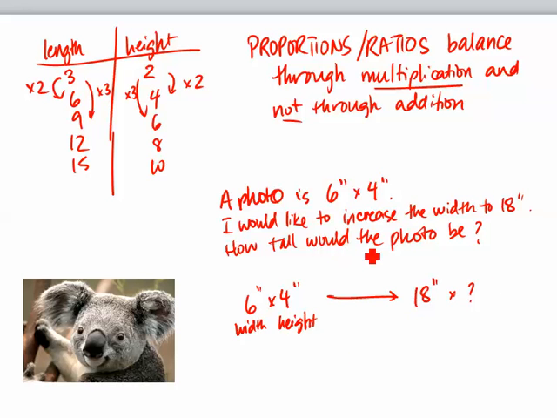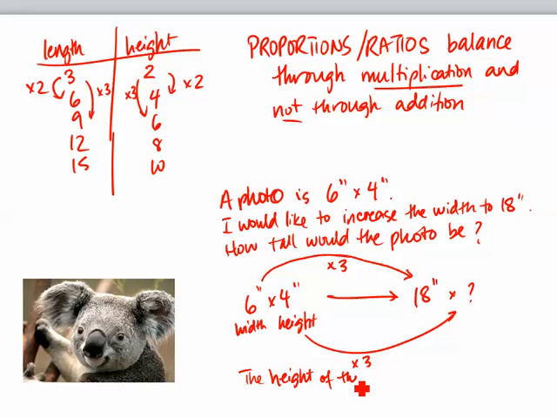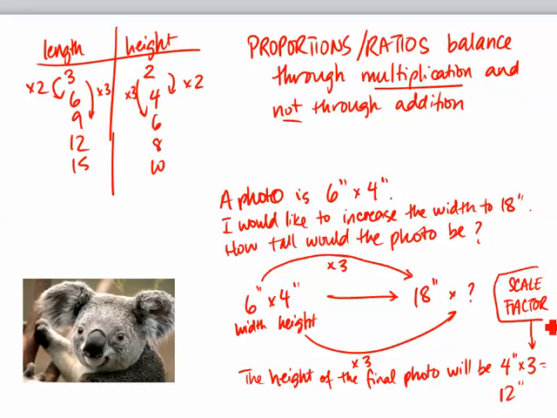Well, if I compare it from the original one, 6 inches was the width originally, and how do I get from 6 to 18? I'm not going to add, I need to multiply, because of proportion or ratio, I need to look at the multiplication of it. So in this case, I need to multiply by 3 in order to get 18. In the other way, I need to multiply the height also by 3, in order to get the final answer. That means the height of the final photo will be 4 inches times 3 equals 12 inches. This times 3 is what we call a scale factor. Scale because it means it needs to keep it in proportion, and factor because, as we saw in chapter 1, it's something you multiply by to get a larger number.